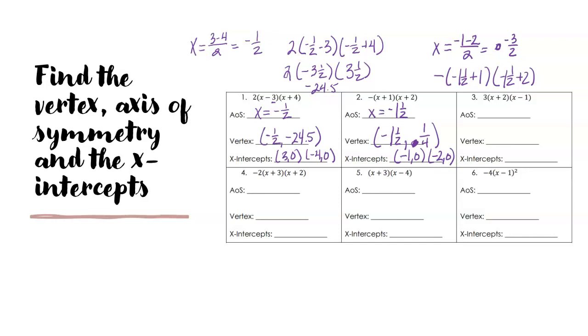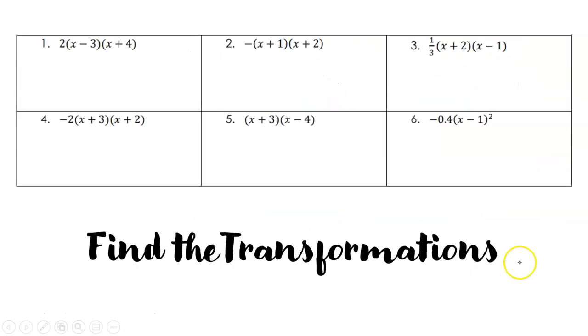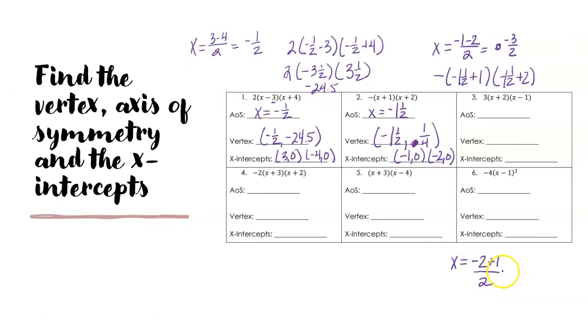Let's do one more together. So number 3. I have my axis of symmetry is the opposite of p plus the opposite of q over 2. That gives us, oh, a little craziness. Again, negative half. So then I have x equals negative 1/2.